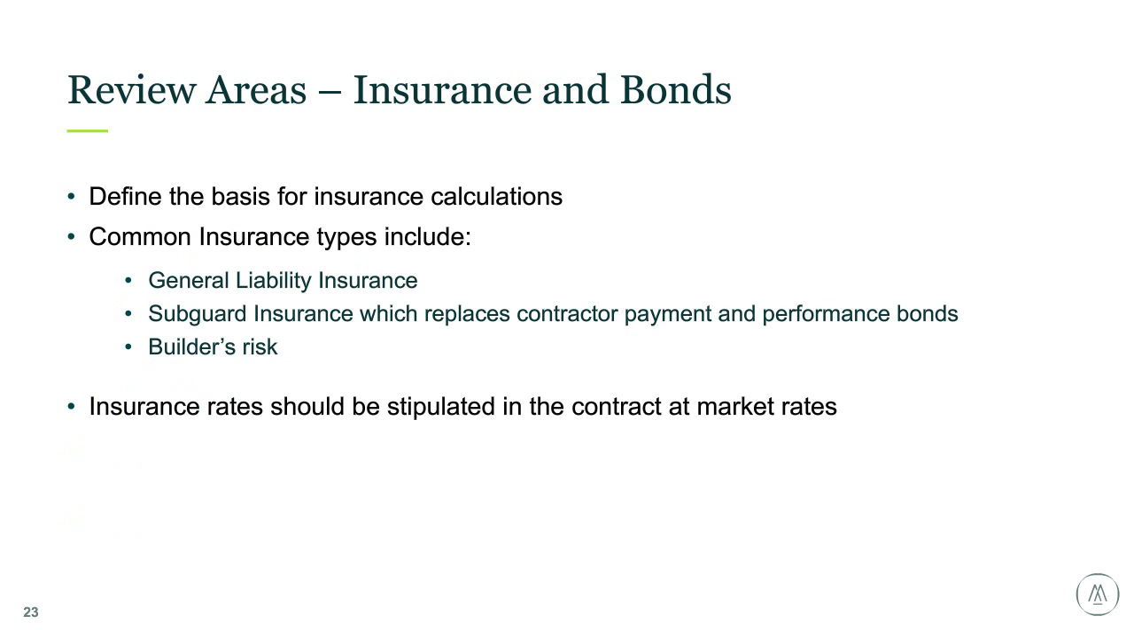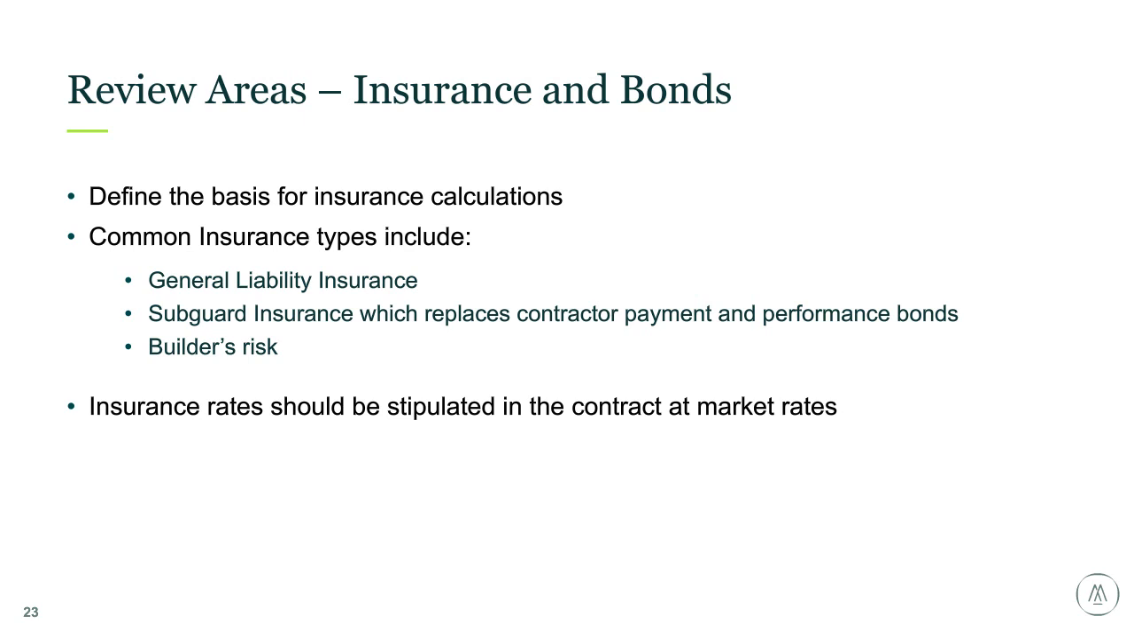Insurance and bonds. This is a common area where people get billed excessively. Having established rates for each of the common insurance products is critical. Everything's on the negotiation table. Whatever the rate is in the contract, you need to ensure that it's market competitive, doesn't include fee, and that you define the right cost basis for each.